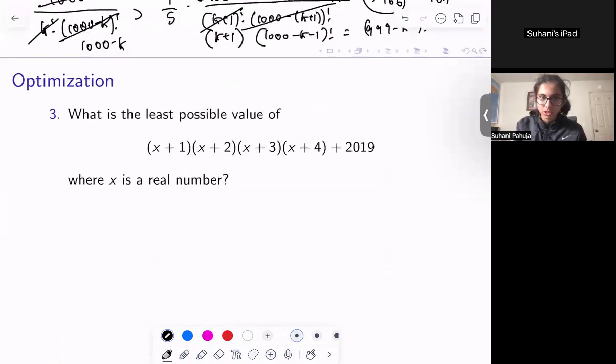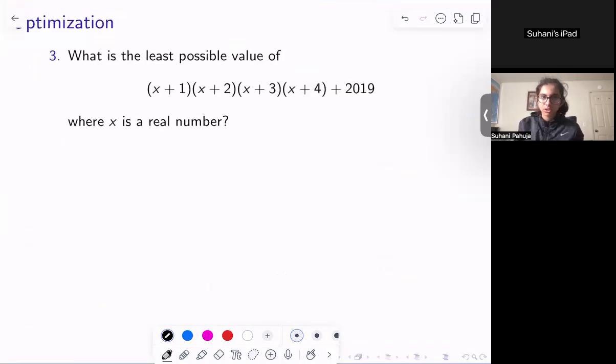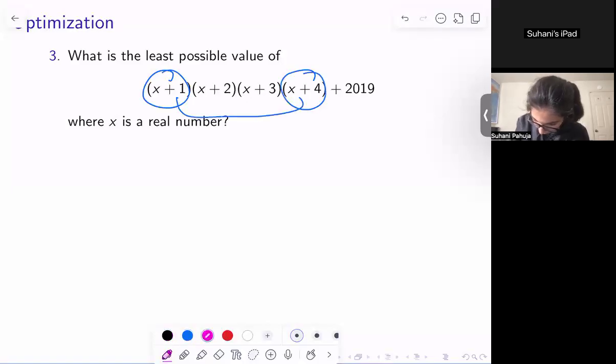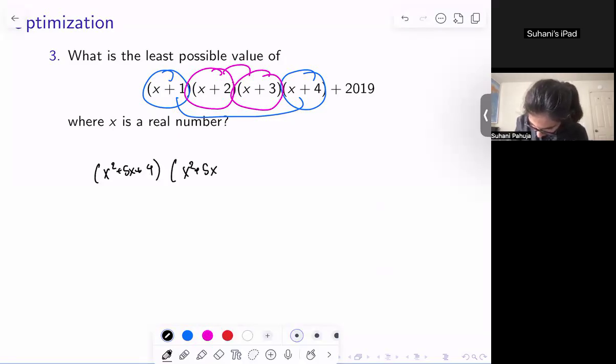Okay, on to the next question. We want to find the least possible value of this product. And so the way we can do this is we can do a very clever grouping. We can group these two terms, and we can group these two terms. And so what we get when we do that is x plus 1 times x plus 4 is x squared plus 5x plus 4. And x plus 2 times x plus 3 is x squared plus 5x plus 6.